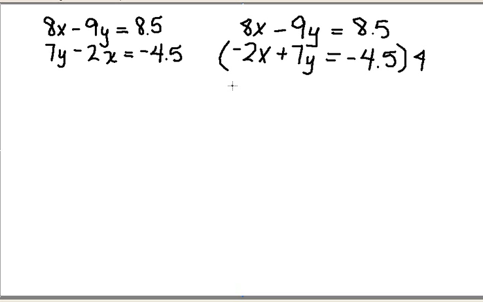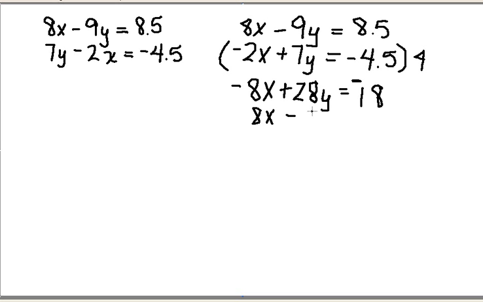So I'm going to get minus 2x times 4 gets me minus 8x. Positive 7y times 4 is going to give me a plus 28y. And then minus 4.5 times 4 is going to give me a positive 18. Or I'm sorry, a negative 18. All right, so now I've gotten my second equation rewritten, and now I'm just going to come down here and rewrite my first equation so that it's easier to deal with.